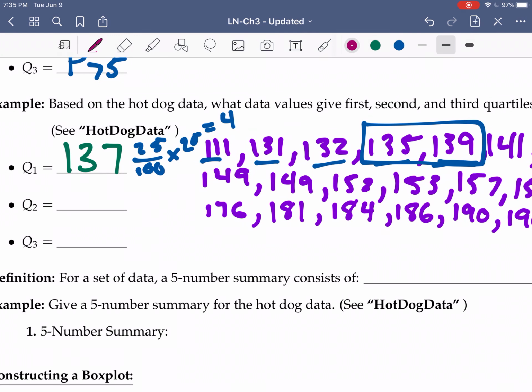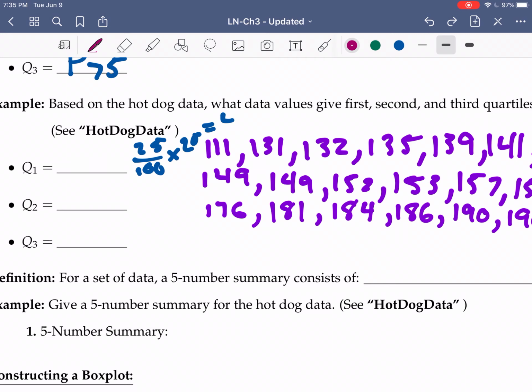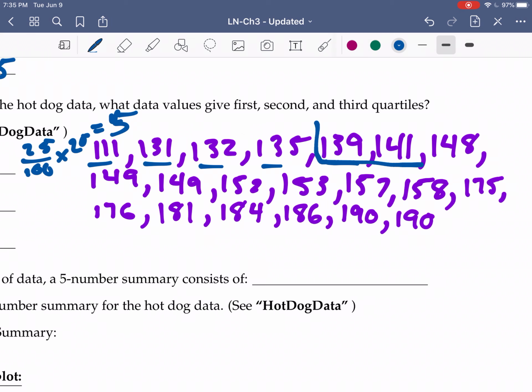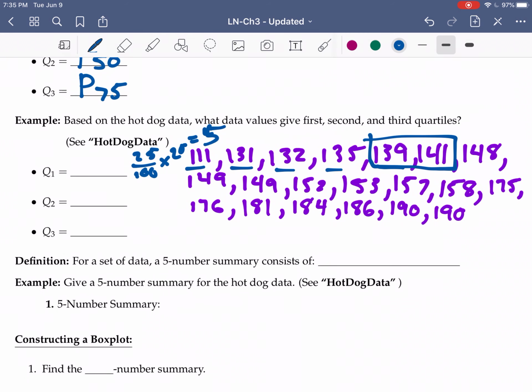Oh, I lied. This number is 5, and so we get 1, 2, 3, 4, 5. So halfway between the fifth value and sixth value. So we get 140. Gives us the first quartile. So 139 plus 141 divided by 2 gives us 140.